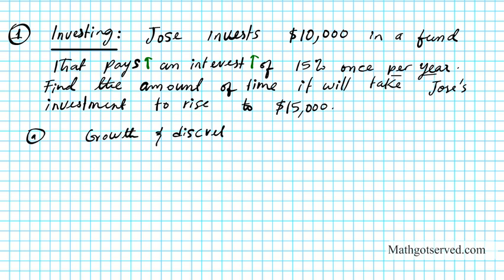Now, what model do we use for discrete growth? We're going to use the model y equals a times 1 plus r to the t. Now let's state the value of each component. A is the initial amount. How much did Jose start with? He started with $10,000.